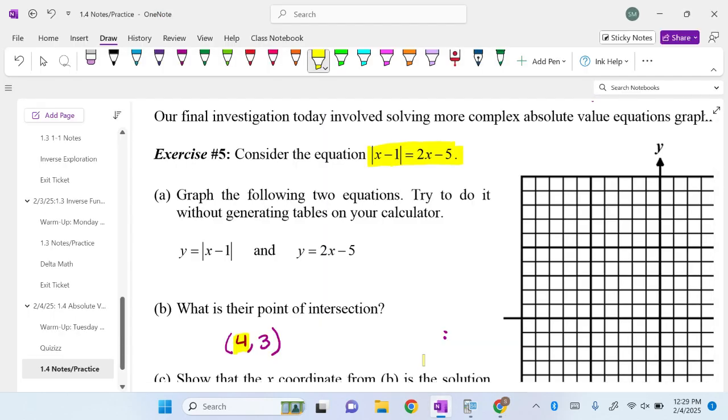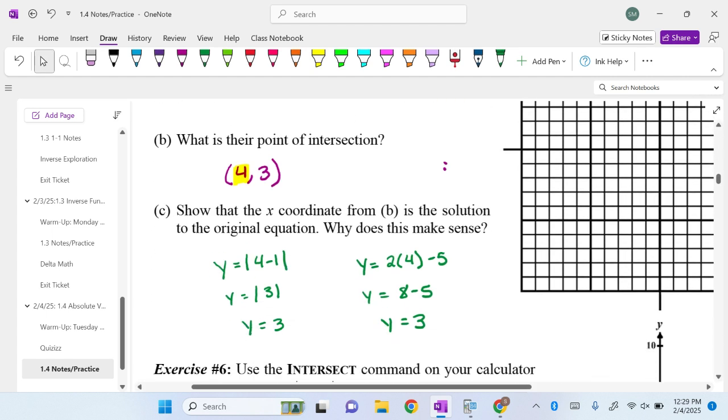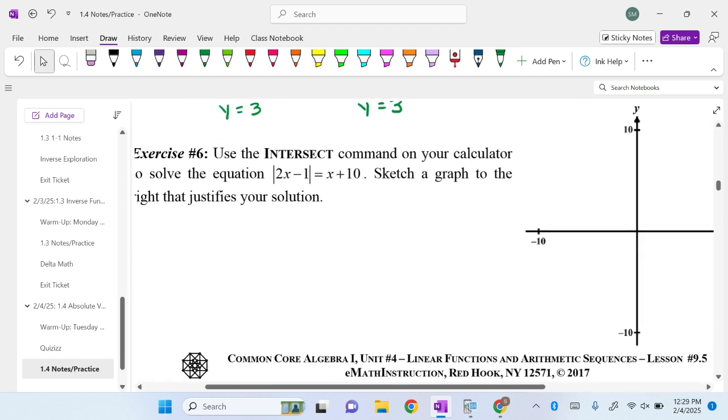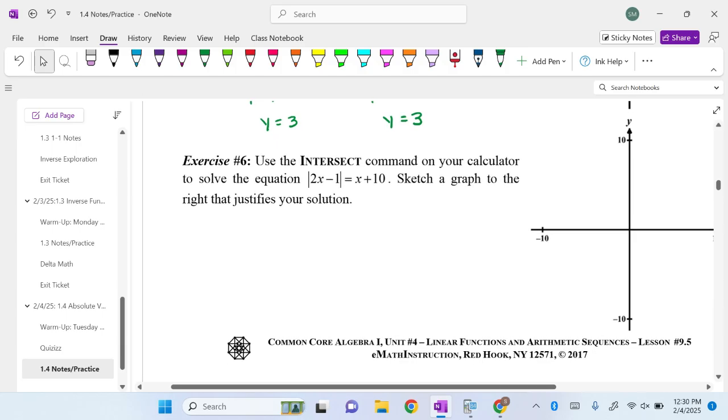All right. So take a second and use Desmos or your calculator. Do you guys want to learn how to do it on your calculator too, or do you prefer Desmos? Because I can show you both ways. What do you guys prefer?